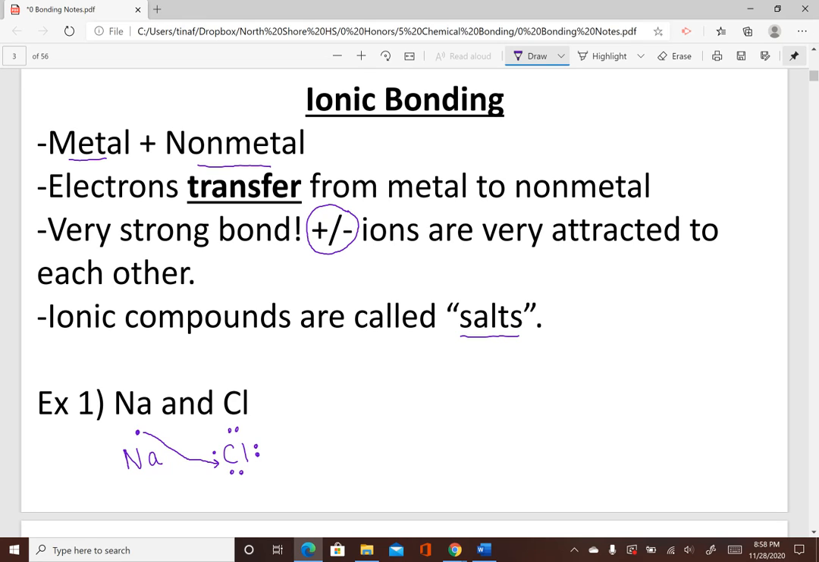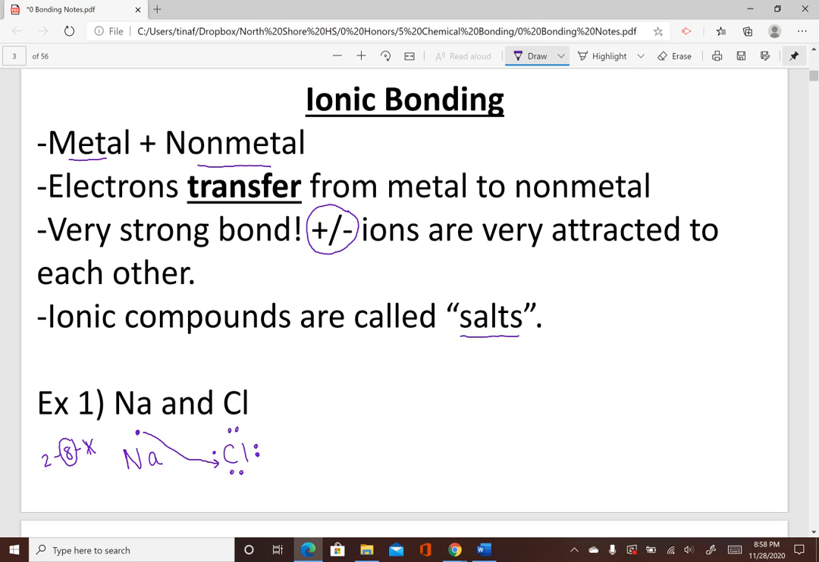Now you might be thinking, how does that leave sodium stable? If we look at the electron configuration for sodium, when we lose that valence electron, our new valence shell is the second shell, and it's filled with 8. Okay, so Na and Cl, when they get together, they're a perfect match.